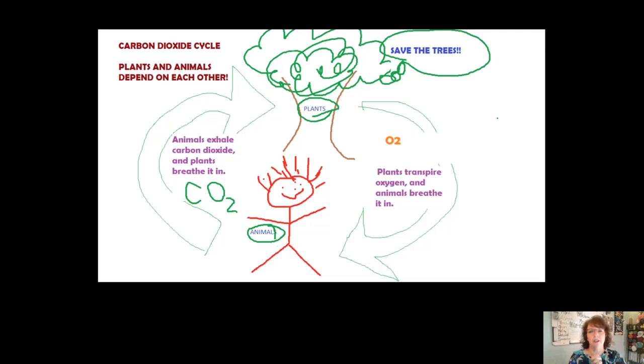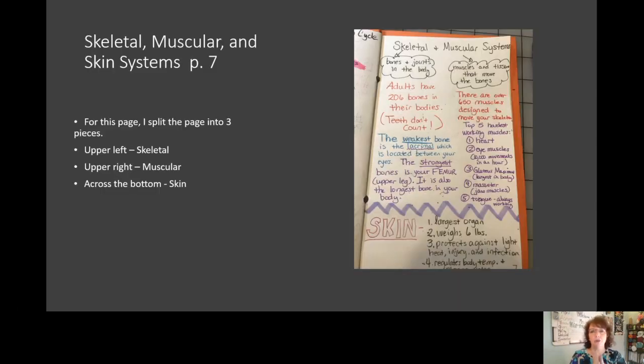I already showed you how it really looks in my book. All right, so moving on to page 7: skeletal, muscular, and skin systems. This is what your whole page 7 will look like when you're done. I wrote you a little note here. I split the page in half, as you can see, and then about 2/3 of the way down. This side is skeletal, this side is muscular, and then skin is at the bottom. I'll show you more on that coming up.